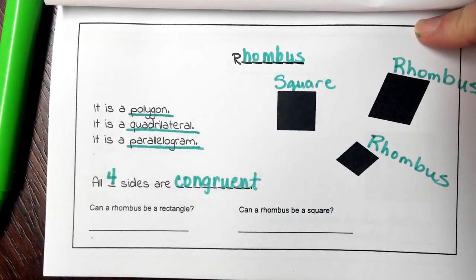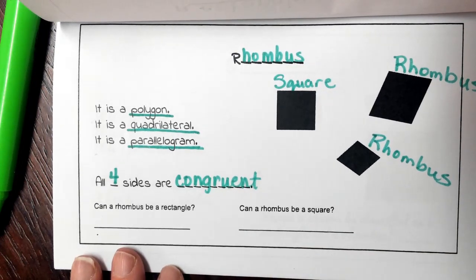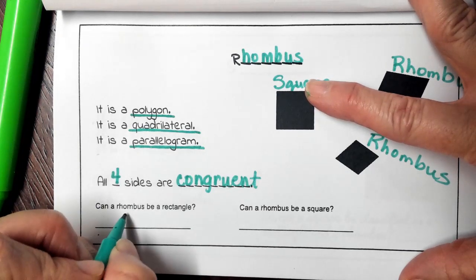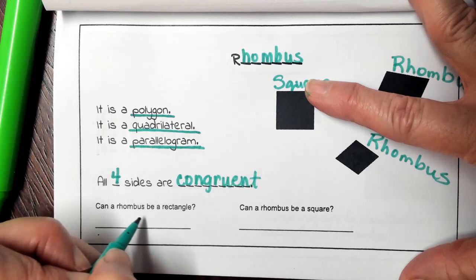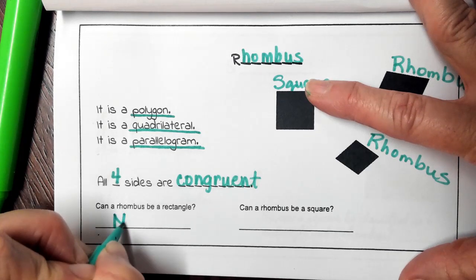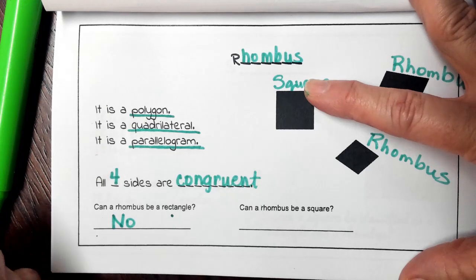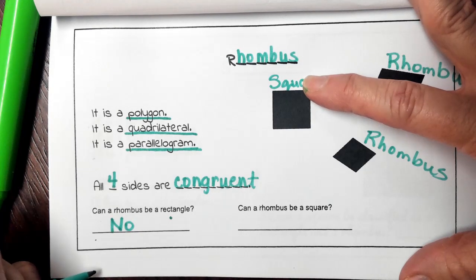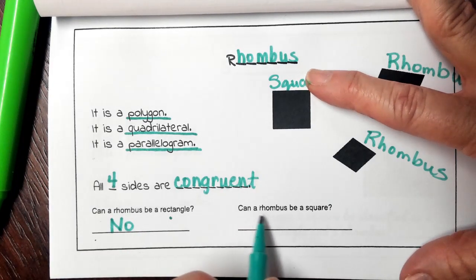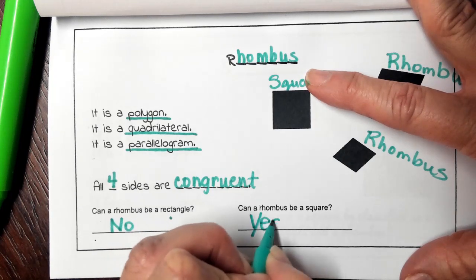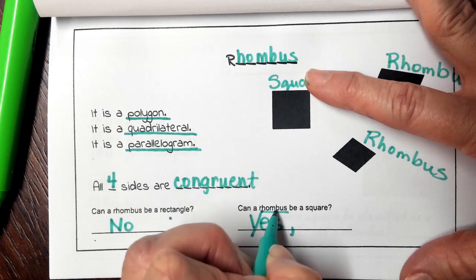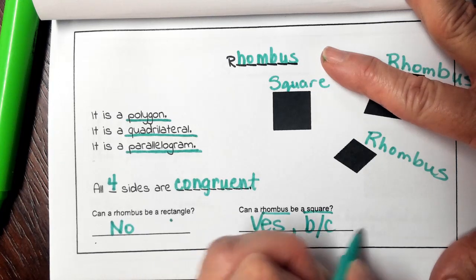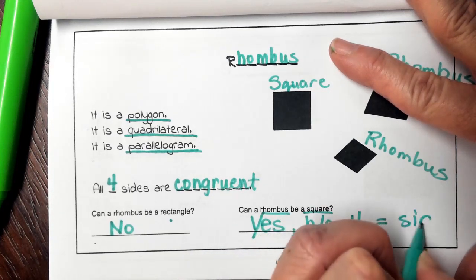Okay? So we have 2 defining questions down here at the bottom that we need to answer. The first one is, can a rhombus be a rectangle? And that answer would be no, because in order to be a rectangle, you have to have those 4 right angles. So your answer there is no. And our second question is, can a rhombus be a square? And the answer to that is yes, because to be a rhombus, you have to have 4 equal sides, and a square has 4 equal sides. Yes, because 4 equal sides.